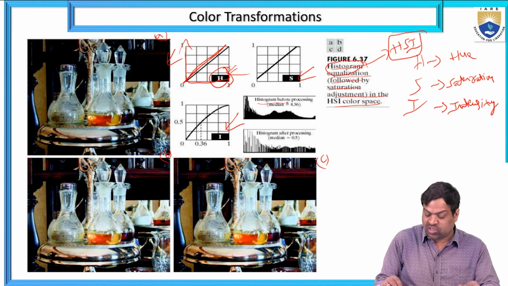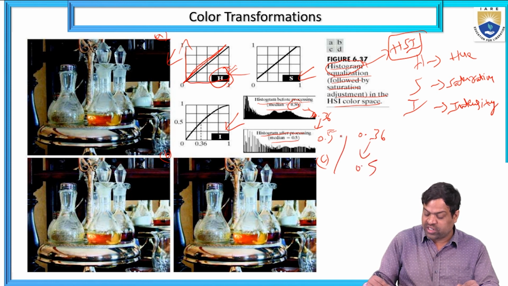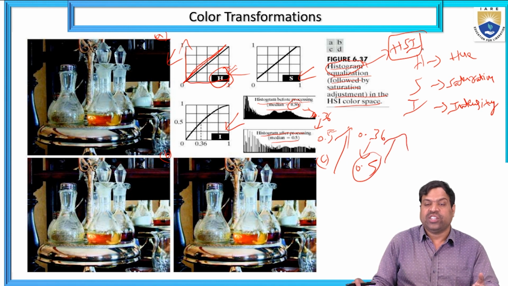The median of the histogram before processing is 0.36. After processing, the median is 0.5. So the histogram value is converted from 0.36 to 0.5. Is it increased or not? Yes, the value is increased. It happened because I applied HSI, hue, saturation and intensity values. Only then were the values changed.